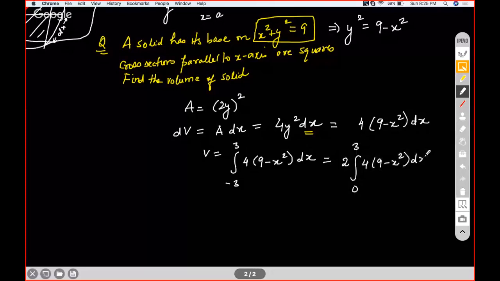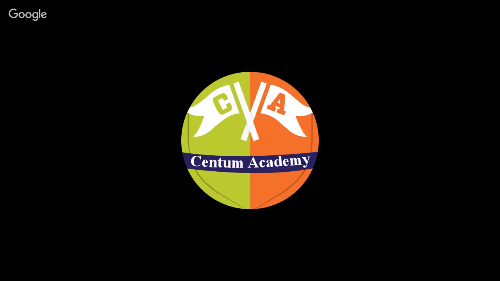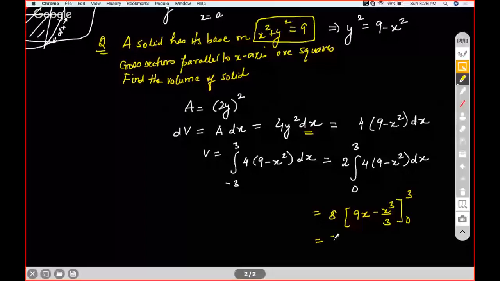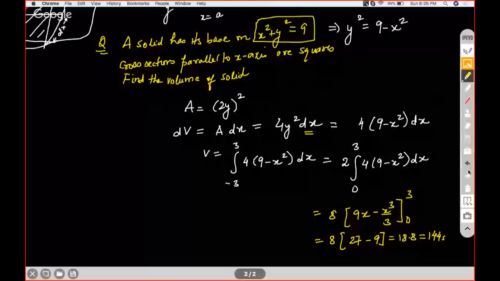Okay, can we find this quickly? So 8 times the integration of 9 minus x square, which is 9x minus x cubed by 3, from 0 to 3. So that's going to be 27 minus 9, correct? That's going to be 18 into 8, that's 144 cubic units. Is that fine? How it works? Yes, sir. Okay. Let's take another example.